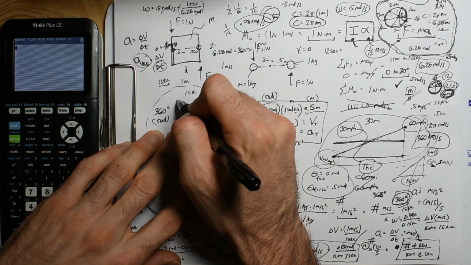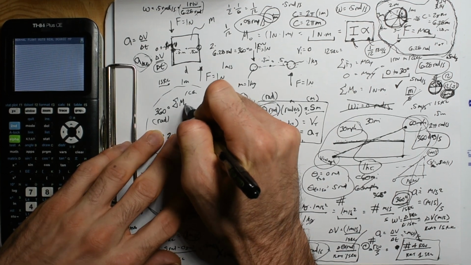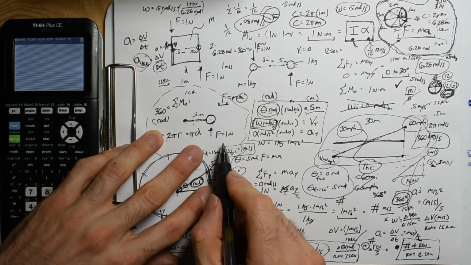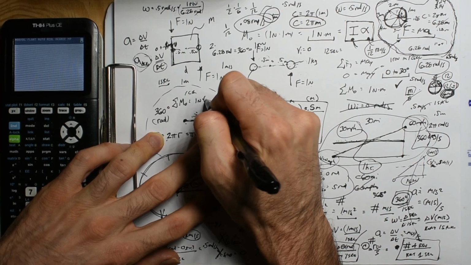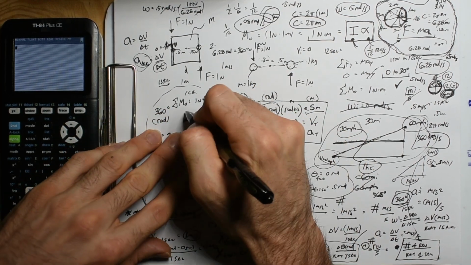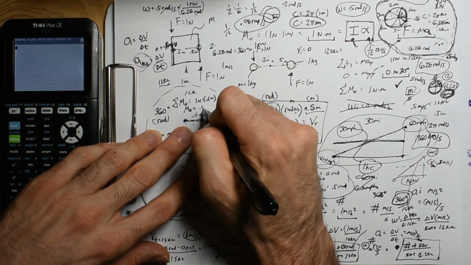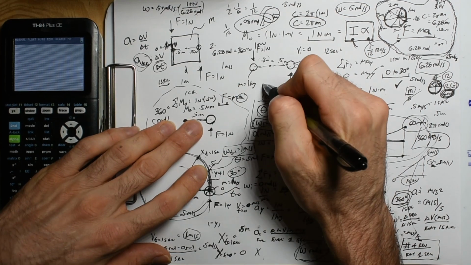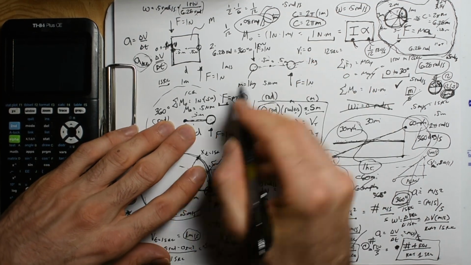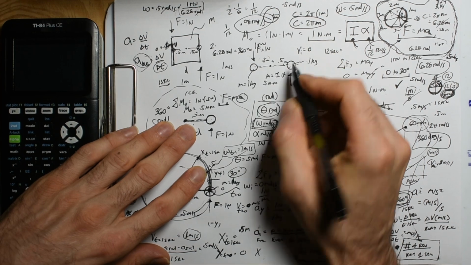So let's write that moment equation. We're going to say moment about this origin. So now this is just 1 Newton times 0.5 meters. So for our torque, we're going to have a moment of 0.5 Newton meters. So now we're going to say 0.5 Newton meters. This is the moment part, equal to I alpha.